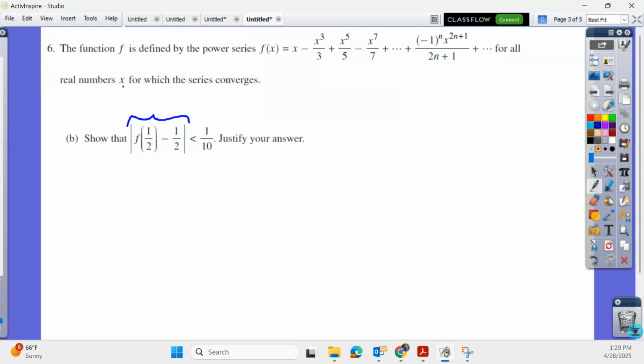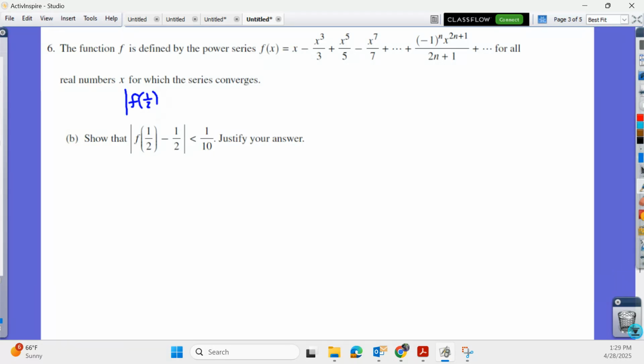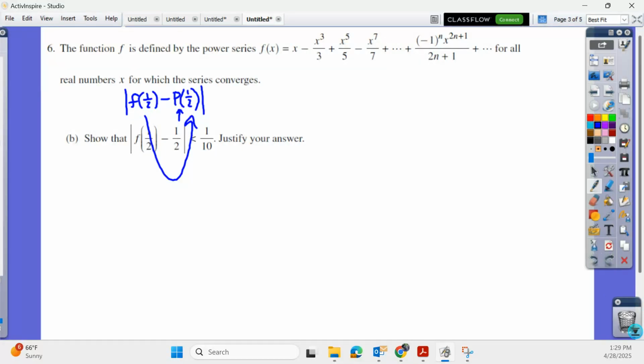Typically what you're used to, if you've done a lot of these in class, is the absolute value of f of 1/2 minus P of 1/2, or maybe T for Taylor, P for polynomial. And often there might be a subscript there, like P2 or P3 or something. And the order can even be switched. It doesn't matter. It's the absolute difference between them.